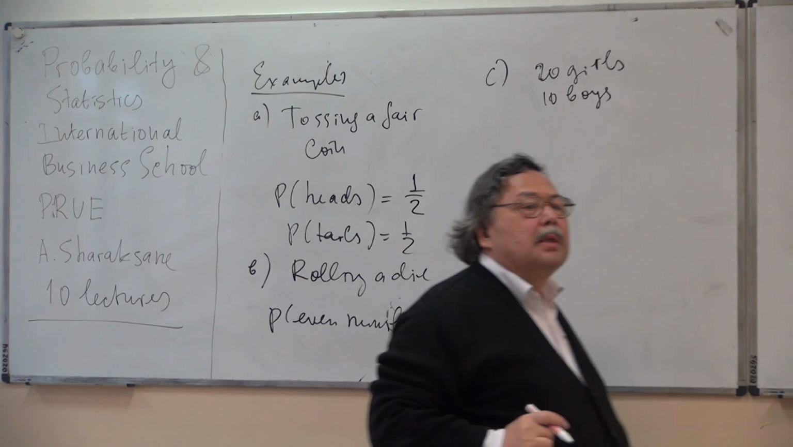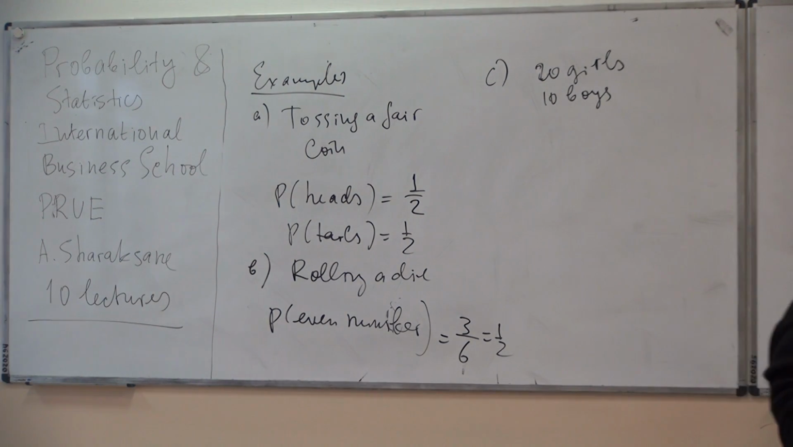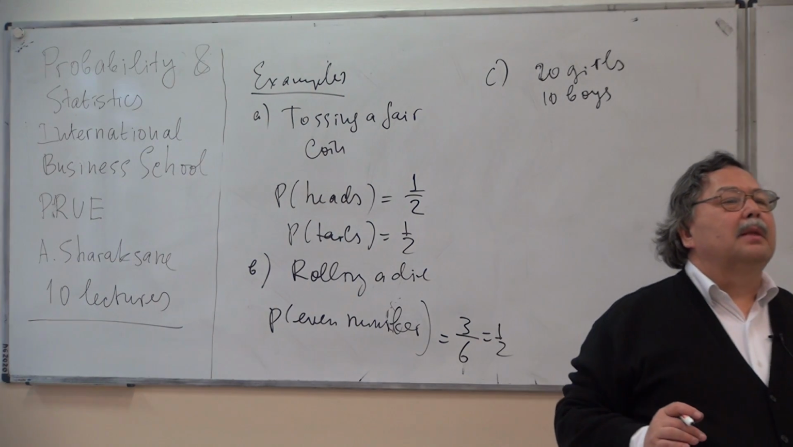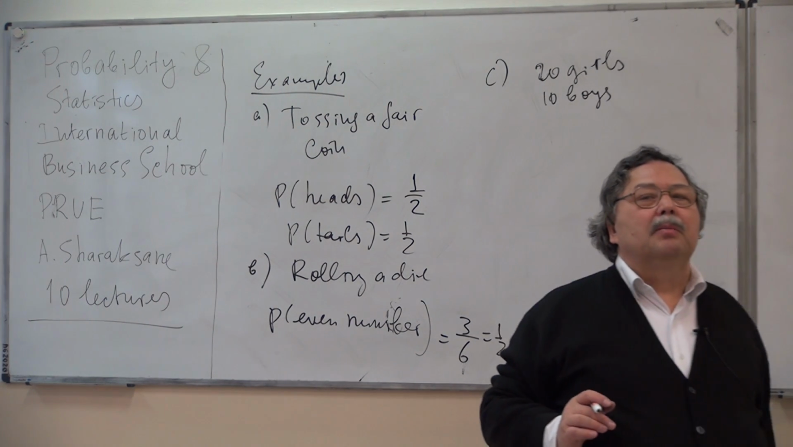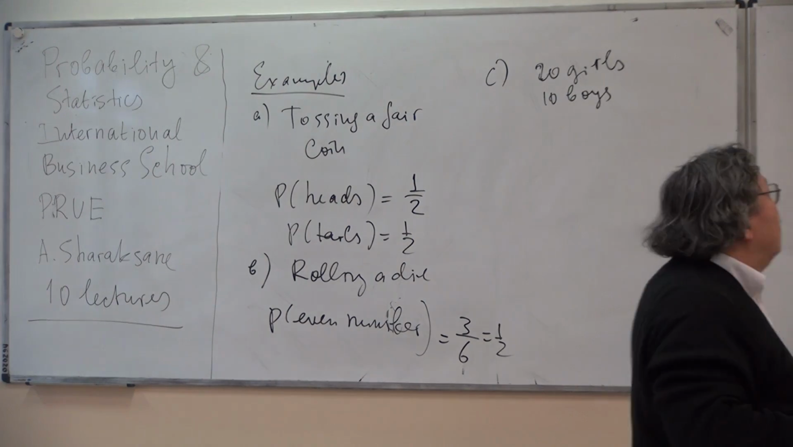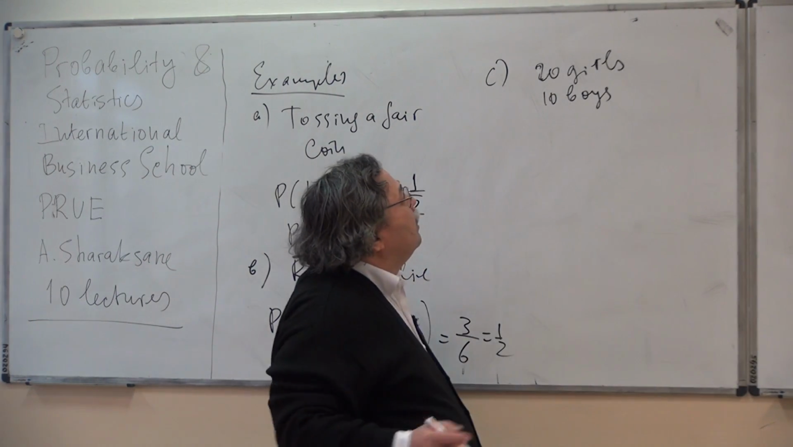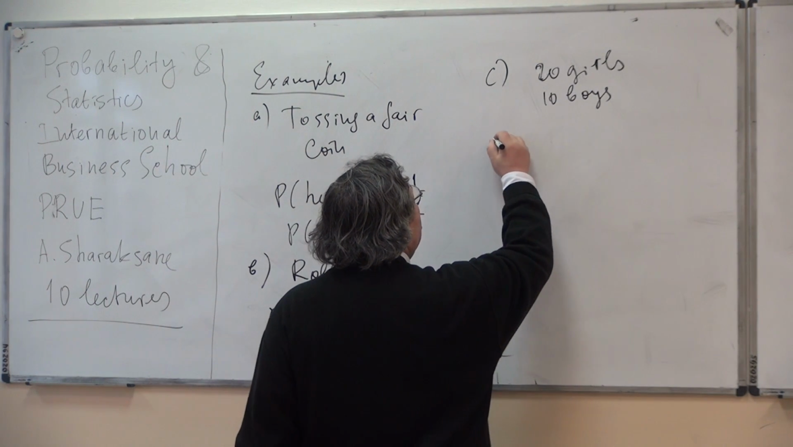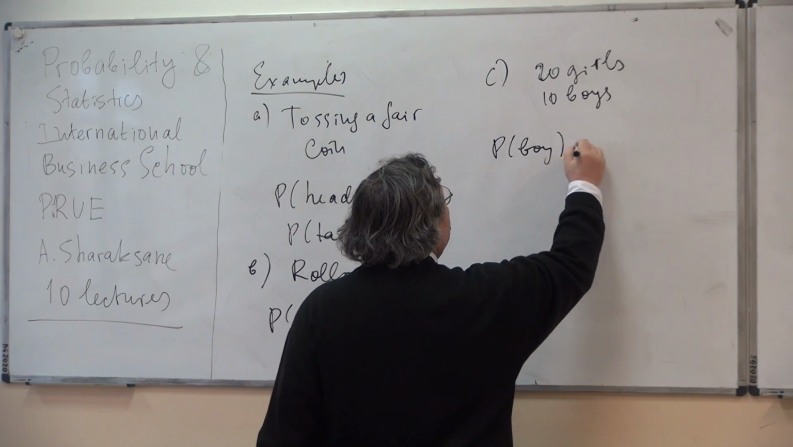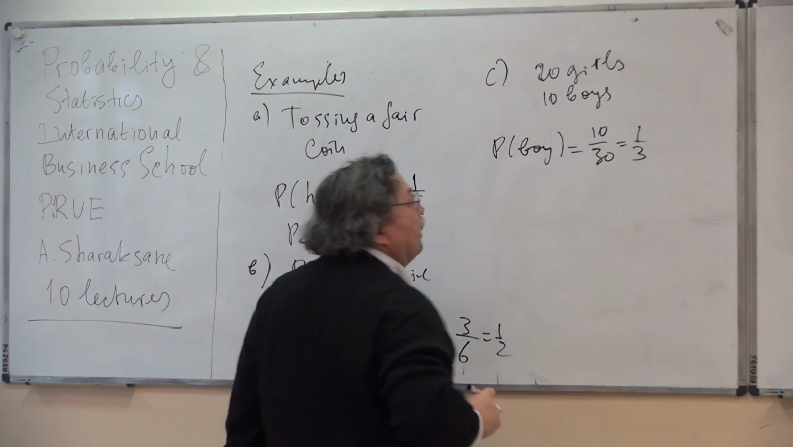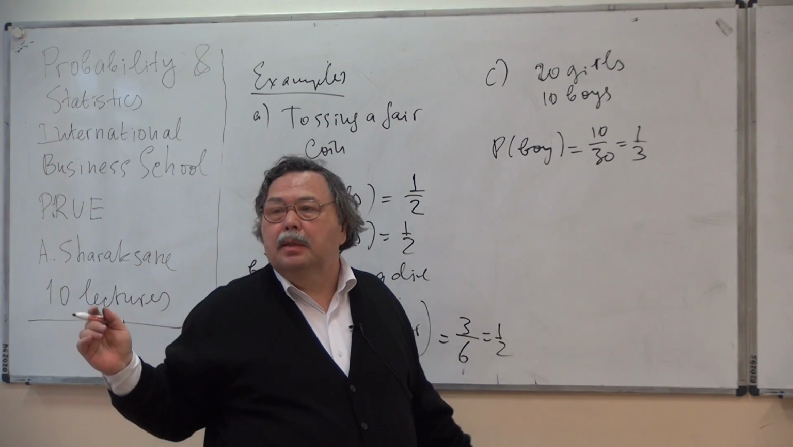And suppose a teacher selects one student at random to do a certain assignment, a certain project. If the choice is a random choice, then what's the probability that the person selected will be a boy? Well, again, the probability of getting a boy is 10 over 30, which is 1/3. Okay, simple enough. This is how it works.